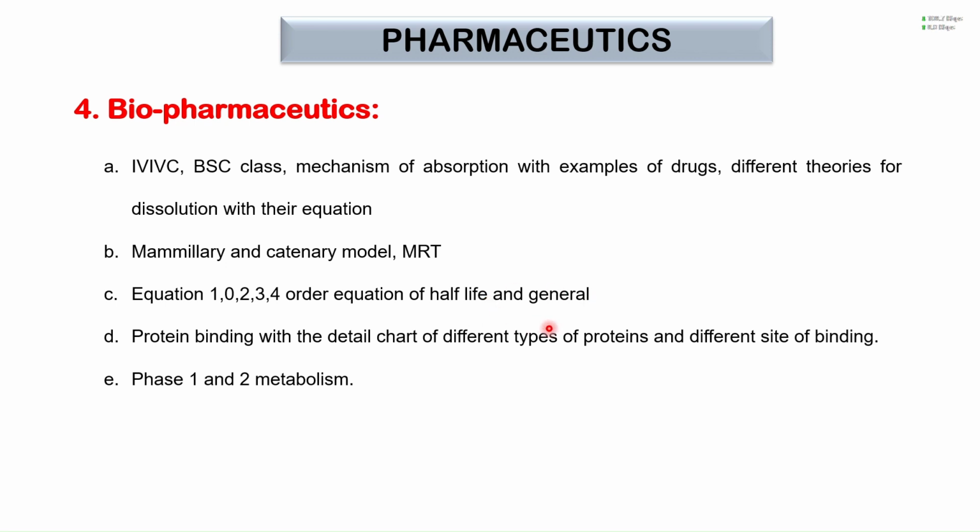Protein binding, like different types of proteins that are involved in protein binding, their molecular weight, and drugs binding to that particular protein, and different sites of binding. We have got four sites of binding in a single protein, so read that also. And phase one and phase two metabolism, their differences, the enzymes that are involved in them, and their conjugating chemical entity.